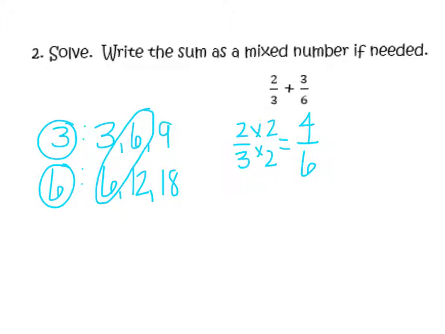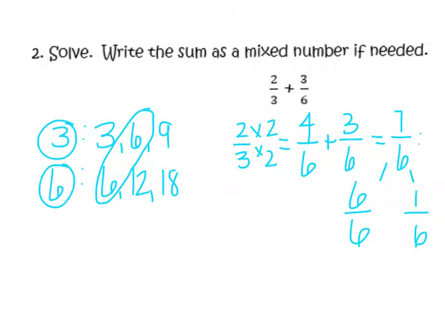Now I need to add 4/6 plus 3/6. I get an answer of 7/6. And because I have an improper fraction, I need to change it to a mixed number. So I can pull out 6/6, which I know is equal to 1 whole, and I have 1/6 left over. So my answer is going to be 1 1/6.